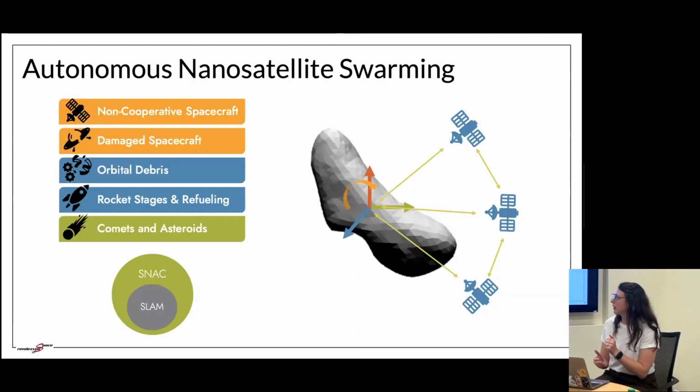So just in summary, we want to be able to apply this autonomous nanosatellite swarming with all of these low-cost sensors and data and applications to as many different target characterization domains as we can, whether it's a comet, an asteroid, orbital debris, or a non-cooperative spacecraft. We want to be able to do it. And we're doing this in a domain that is expanding upon the traditional SLAM format and incorporates navigation alongside characterization.